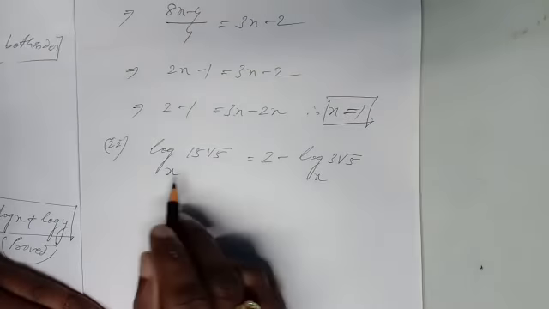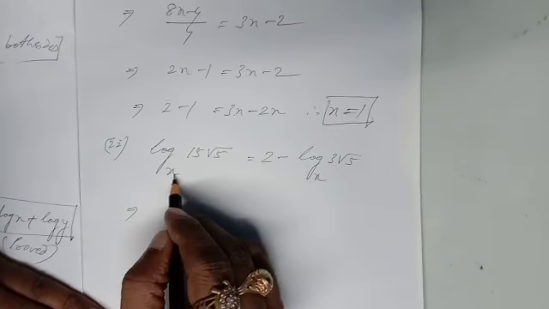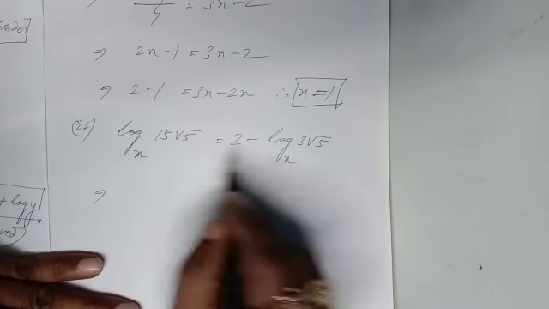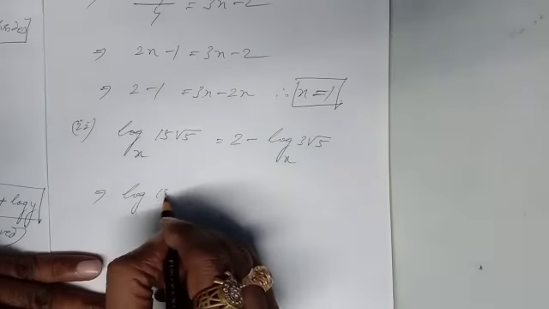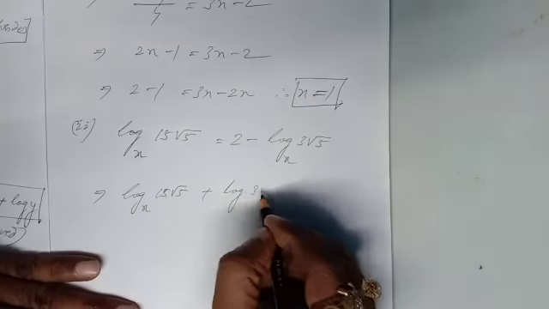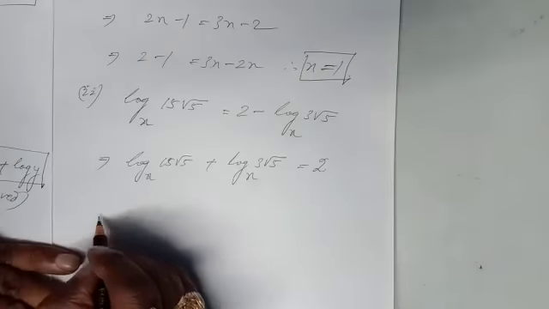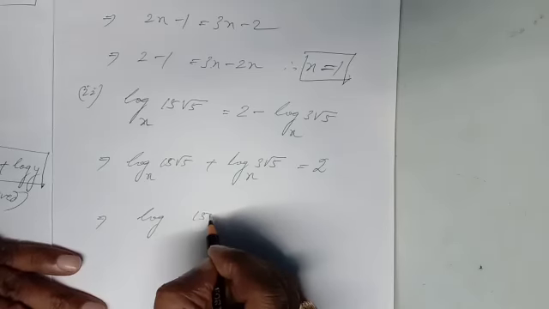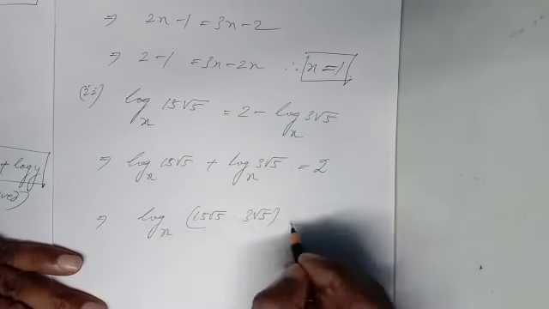First of all, you have to study the question. What are the things given and how to arrange. Log 15 root 5 base x. See, log 15 root 5 base x. Here also minus log 3 root 5 base x. Bring this one this side. This will be log 15 root 5 base x plus log 3 root 5 base x equal to 2. After that, you check here plus sign given, that means you have to multiply: log of 15 root 5 into 3 root 5, base x equal to 2.